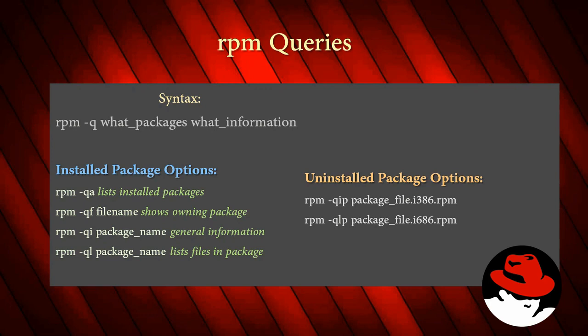-qf followed by a file name shows the owning package. -qi followed by a package name shows the general information about the package. Similarly, -ql followed by a package name lists the files in a package. Similarly, for uninstalled package options, you could execute -qip and -qlp for a package file.